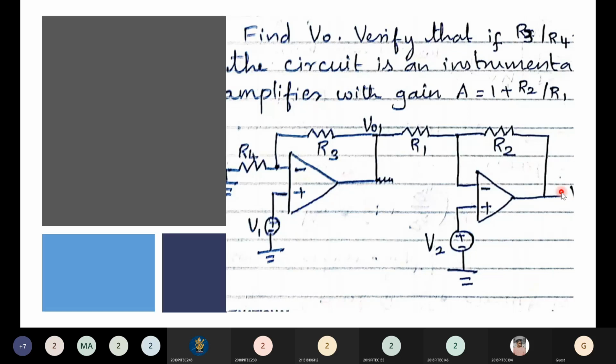In order to find the output of any circuit, first identify what circuit this is. Here again you don't have a single op-amp circuit. You have an op-amp here, a circuit for that, and an op-amp here, and a circuit here, right? So we'll go one by one.